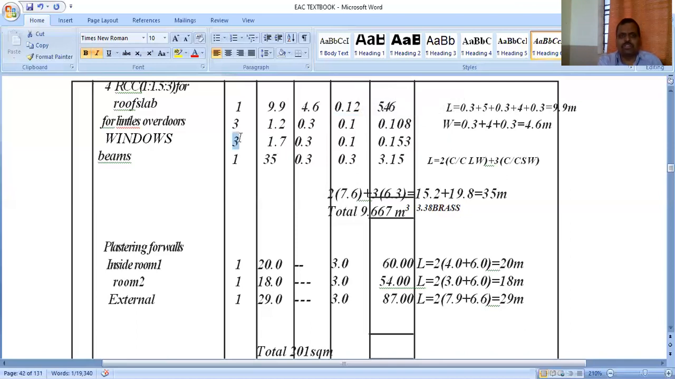The same thing we have to consider for the windows. There are 3 windows, no doubt. After that, the length of the window is actually 1.5 meter. 1.5 meter plus 0.1 bearing on both sides will be 1.5 plus 0.1 plus 0.1.